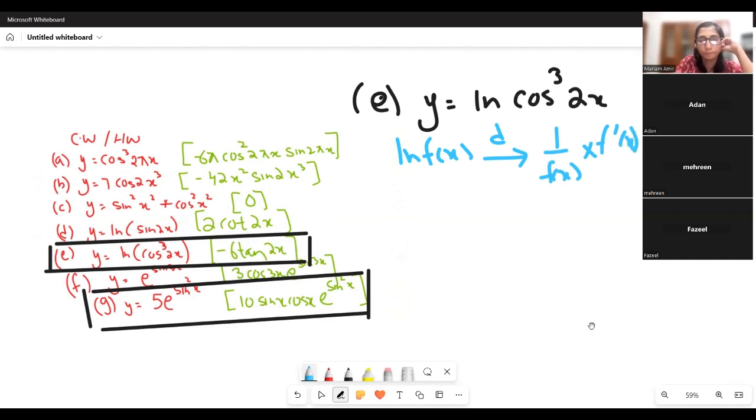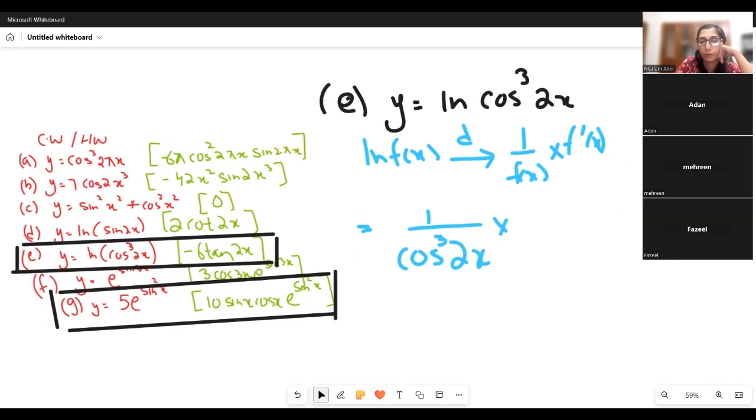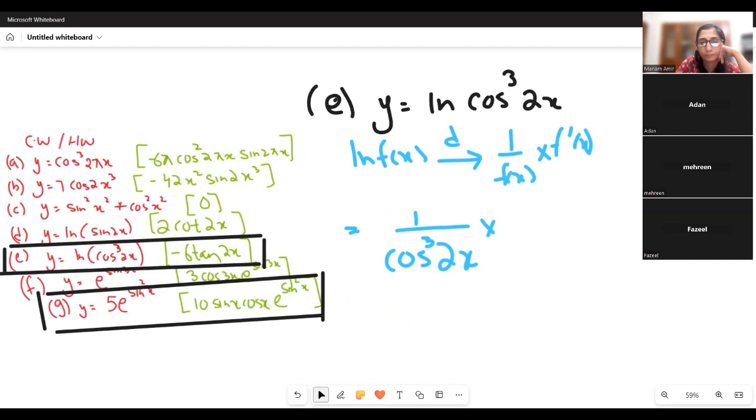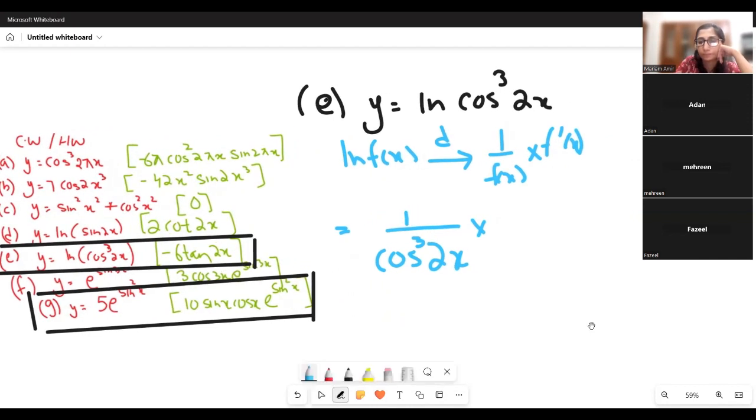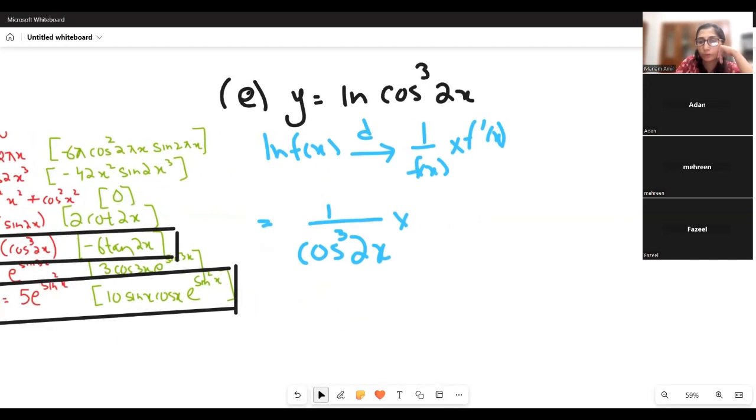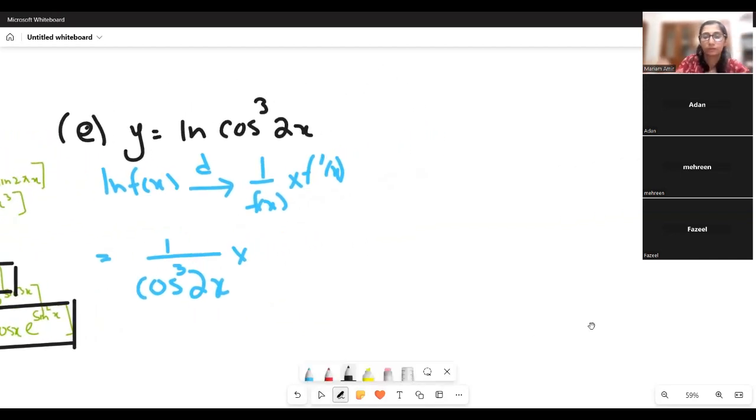So it's going to be 1 over cos cube 2x times the derivative of cos cube 2x. What is that going to be? How do I differentiate cos cube 2x? Cos cube 2x, differentiate this. Now the power rule will be used.